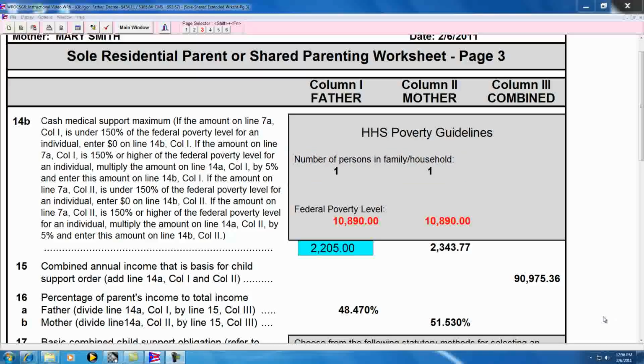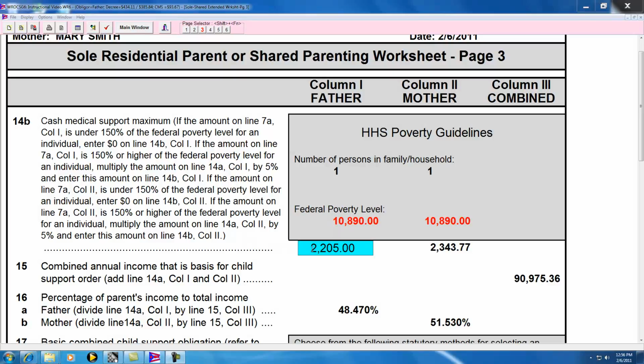Let's take a look at how line 14B works. The maximum is established by looking back at line 7A. If the amount on line 7A, which is the total annual gross income before adjustments, is less than 150% of the federal poverty level, then a 0 is entered on line 14B, and no cash medical support is due from the obligor. In other words, the maximum limit is 0.